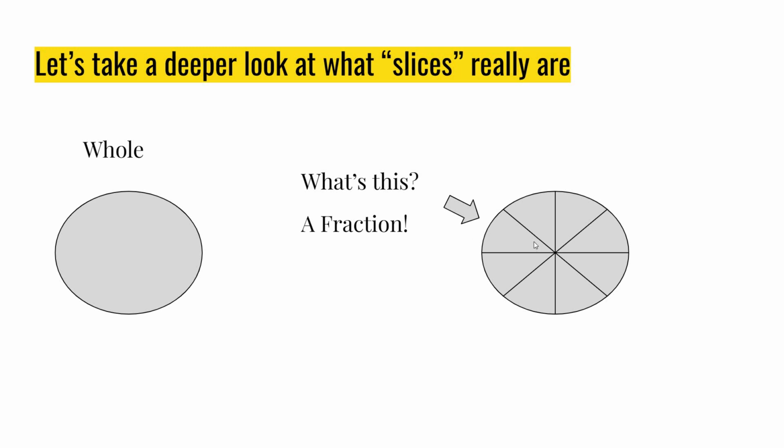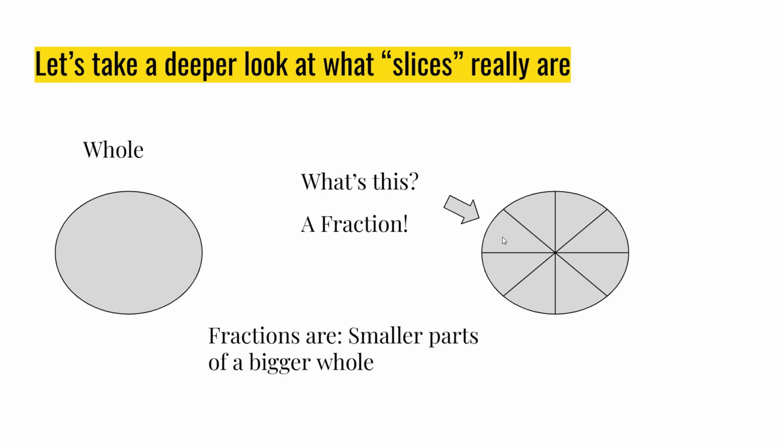Right, it's a fraction. This section right here is part of this bigger pizza. Because this pizza and this pizza, it's the same size. This one's just cut up. So if you look at one of these slices, it's a fraction. And so a fraction must mean that it's a smaller part of a bigger whole, because all these little slices add up to the one big pizza.